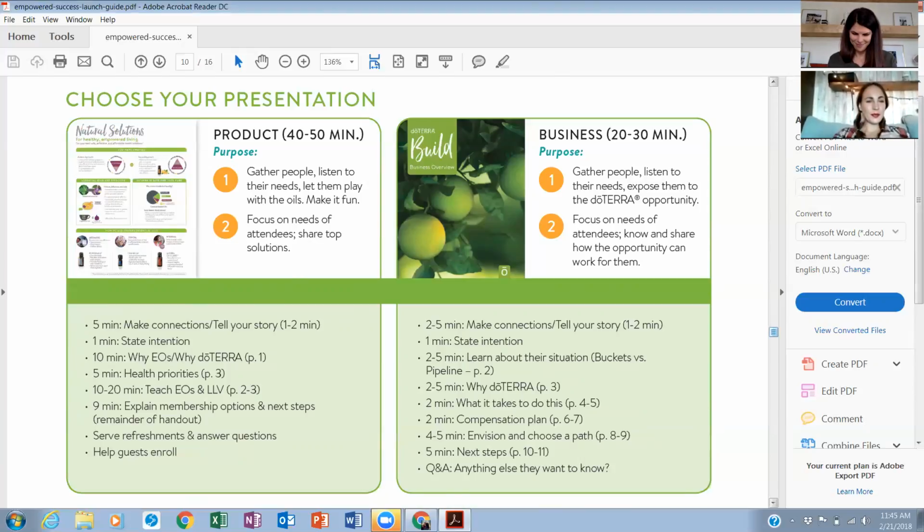So after you've talked about the EOs, you're going to take 1 to 2 minutes on every essential oil, and then probably 2 to 3 minutes on the lifelong vitality. And then you're going to take another 9 or 10 minutes to explain about membership options and the next steps. And you're going to give them the kit options.